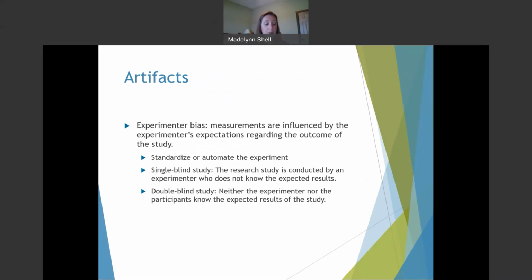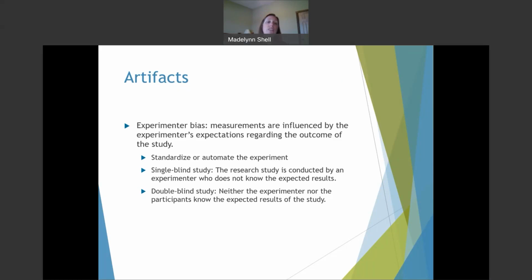Okay. Another thing we have to think about is artifacts. Artifacts are a non-natural feature that accidentally gets introduced by someone being observed. This happens in the process of studying something. You change it because of something the experimenter or researcher has done.